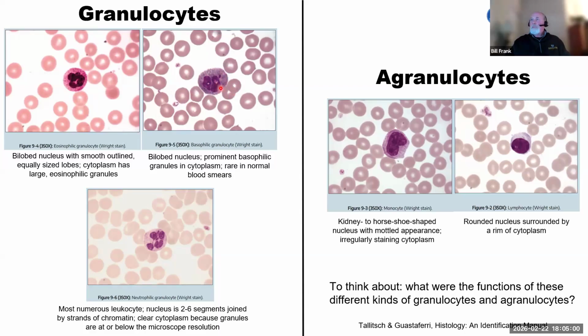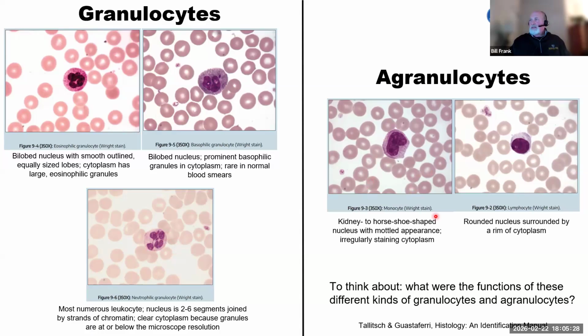but also a bilobed nucleus. The most numerous of the granulocytes is going to be the neutrophils, and these are very characteristic of having multi-lobed nuclei with thin bands in between, and it looks almost like a pearl necklace type of thing. It has a clear cytoplasm because the granules are at or below the microscopic level, so these are neutrophils.